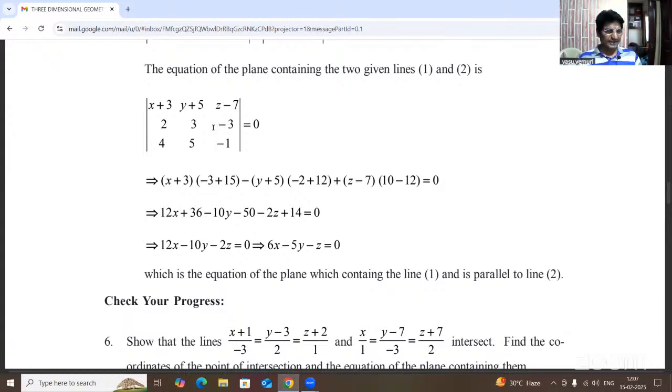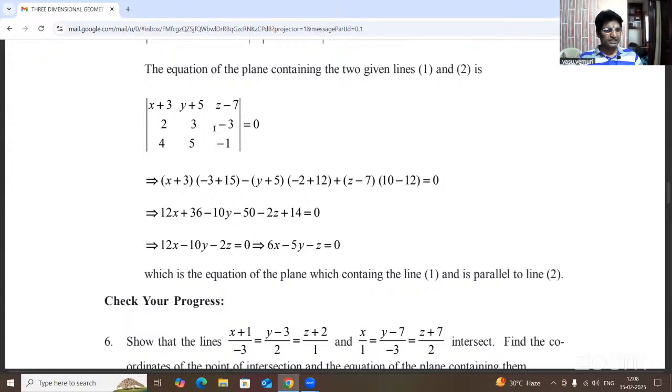5, z minus 7. We write the normals of the first line, 2, 3, minus 3, and of the second line, 4, 5, minus 1. Again the determinant equated to 0. We are getting the equation of the plane containing the first line.